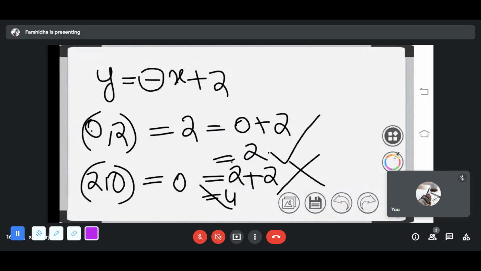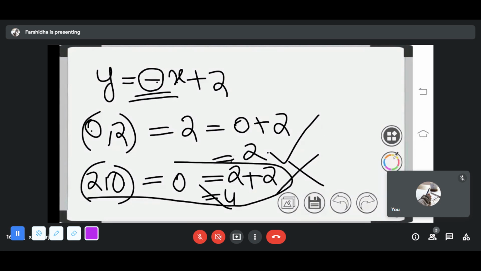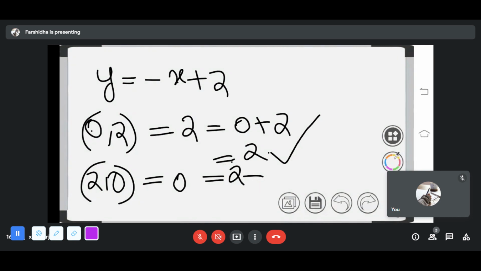Have you noticed this minus here? Sinan, have you noticed this minus here? It's minus x. Check the last one. 2 and 0. Wait, wait. I'm putting 2 and 0. That means x is equal to 2, y is equal to 0.